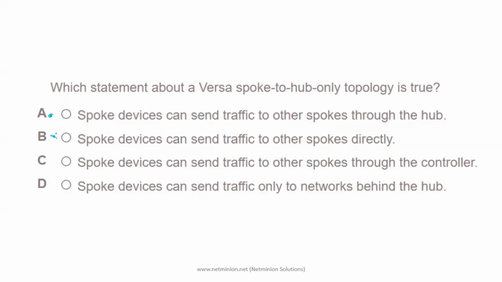No, this is for sure no. Then, spoke device can send traffic to other spokes through the controller. I don't know why they are putting this option. No. Spoke device can send traffic only to the network behind the hub.